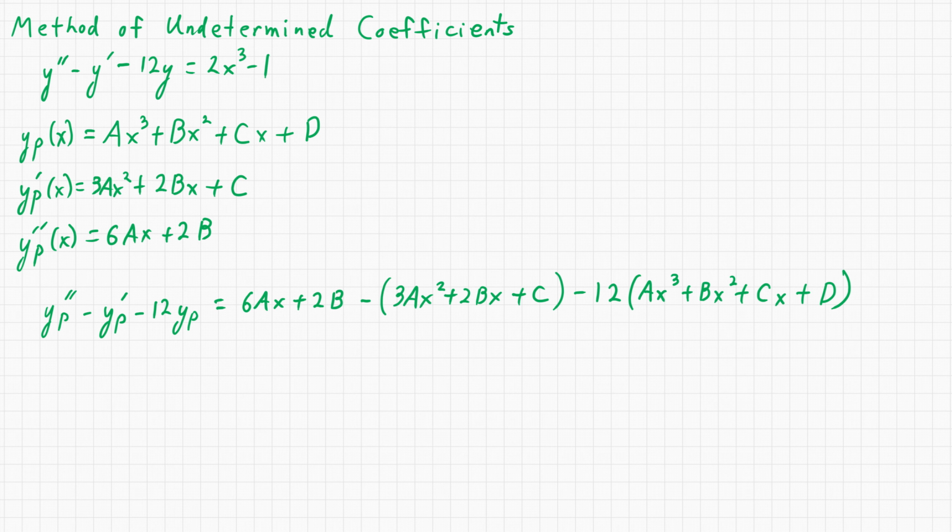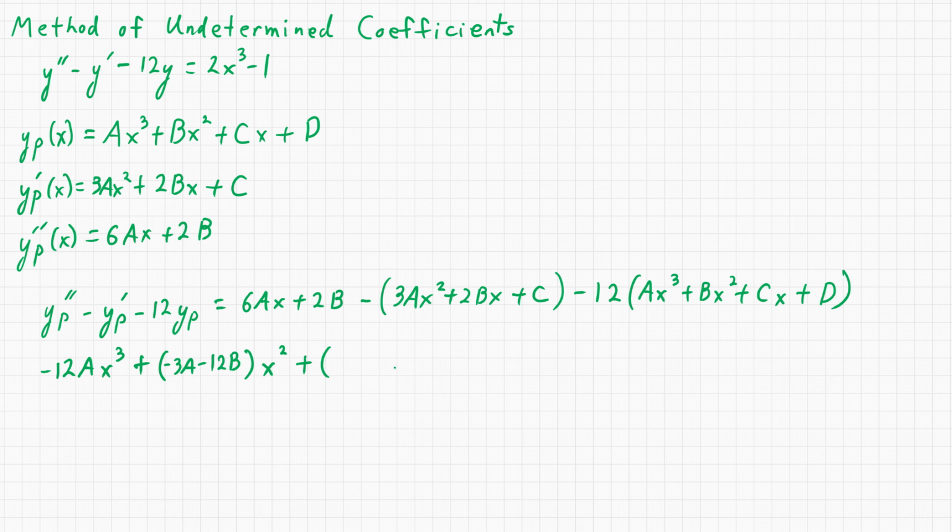Now we want to group all the x cubes together, all the x squareds, all the x's, and all the constants. If we do that, we only have one cube term: negative 12Ax cubed. For the squared terms, there's going to be two of them. There's a negative 3Ax squared, so negative 3A, and also a minus 12Bx squared, so minus 12B. So that's all the x squared terms.